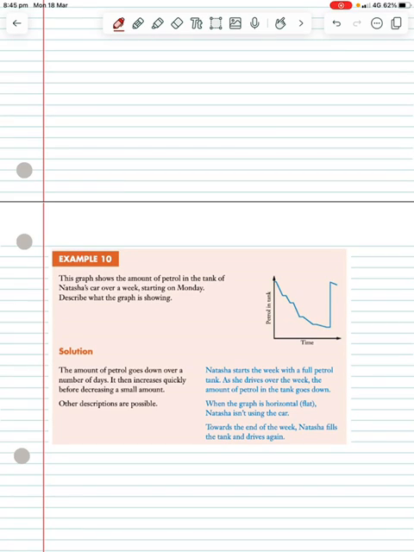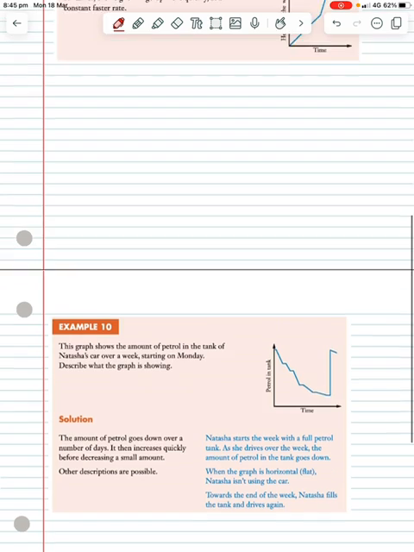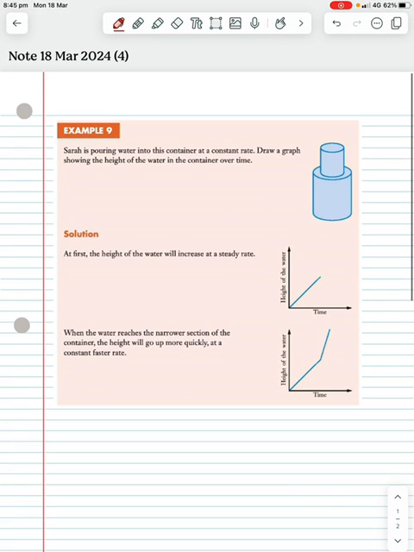Hi Year 11 and welcome to your lesson on exercise 9.05 on practical graphs. So I've just got two short examples here, but we're basically looking at how we can draw graphs for different situations that are a bit more practical.